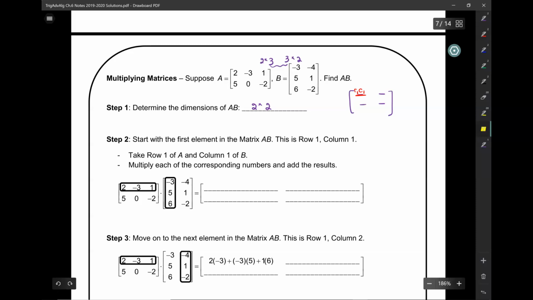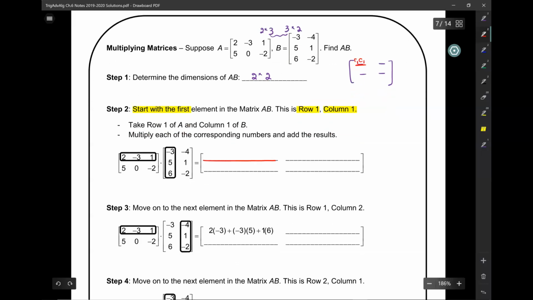Let's go to step 2 here. We're going to start with the first element, row 1, column 1. So we're going to start with this element right here, and we're going to populate this field, row 1, column 1. Because this is row 1, column 1, I go to my matrices and take row 1 and column 1. It's got to be in this order, otherwise it doesn't work. Row 1 and column 1.